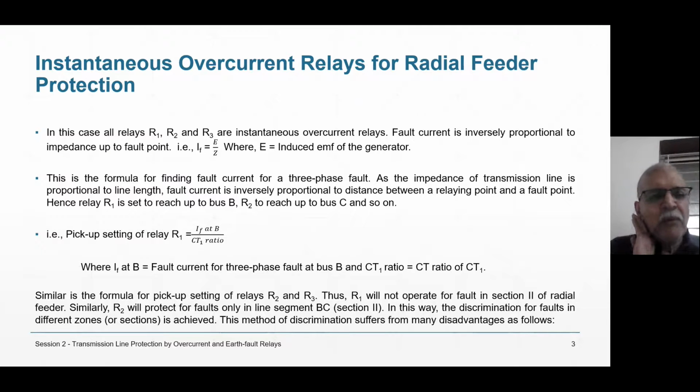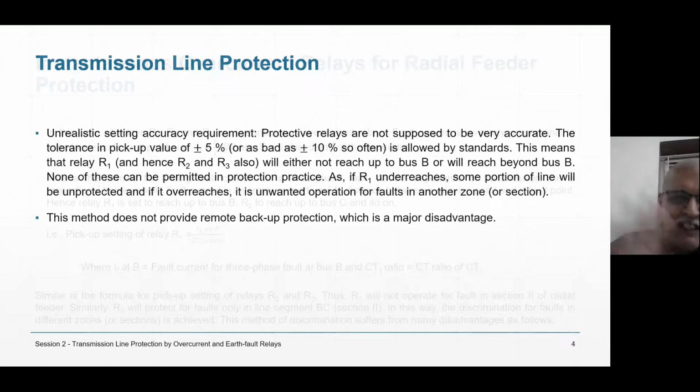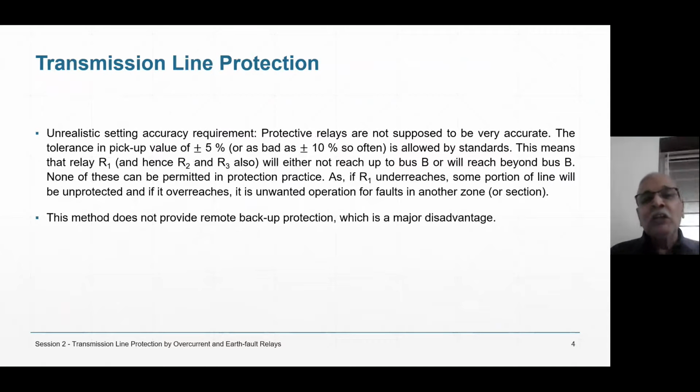So the pickup setting of relay R1 is IF, the fault current at B, divided by the CT1 ratio, the first CT ratio. If I set it, relay R1 will reach up to B, therefore it will protect section AB. Right? Similarly, R2 will reach up to C and protect section BC, and R3 will protect section CD. That is how we can easily discriminate between fault locations in different sections AB, BC and CD.